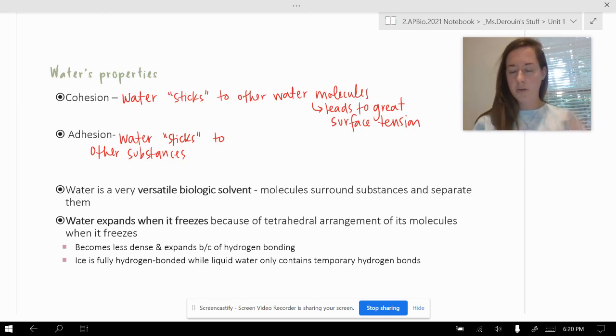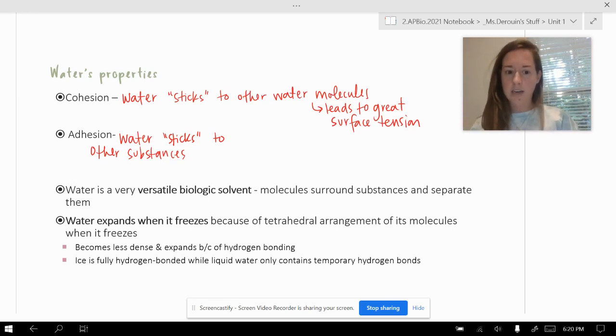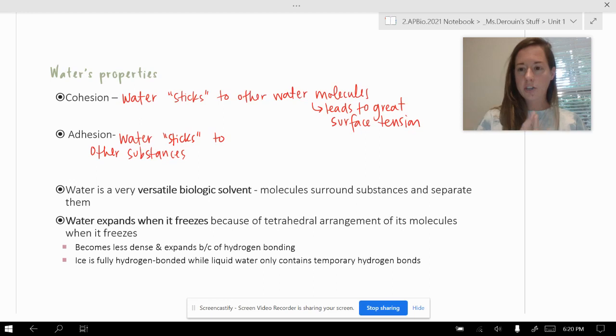Another cool thing about water that you have witnessed, I'm sure, is that it expands when it freezes. That's because of the way the hydrogen bonds form in this tetrahedral arrangement. You can Google a picture of this super easily. I should have put one on here, but it's easy to Google. And because of the way that it hydrogen bonds, there's more airspace in between the water molecules. So that makes ice a lot less dense than liquid water, which is why ice floats on the top of the water.